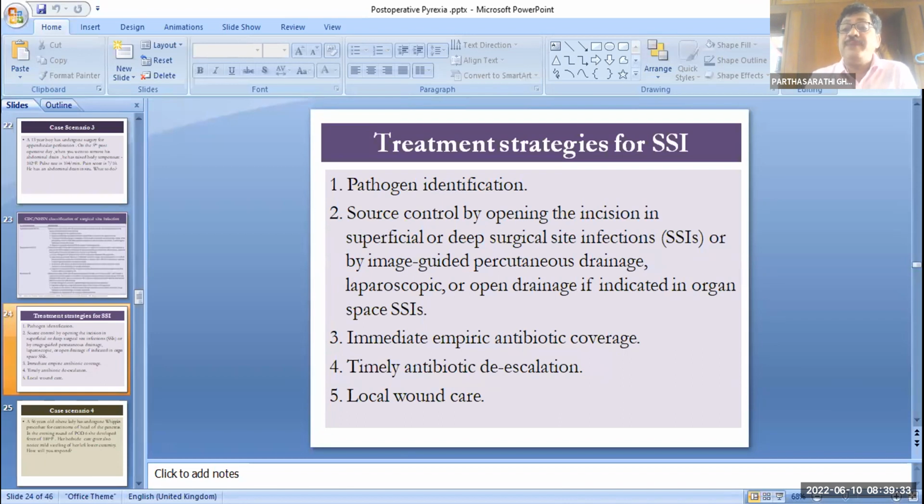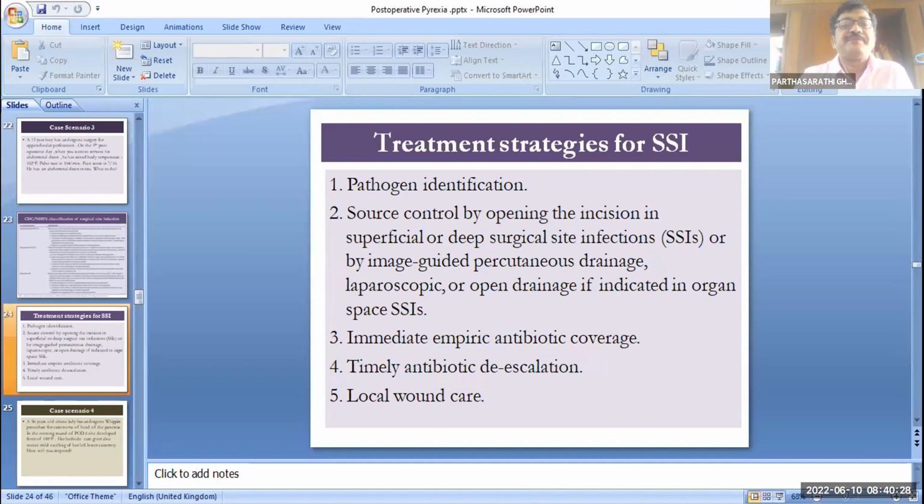Now, the treatment strategies: there are 5 steps for the management of any surgical site infection. Number one is pathogen identification, which you have missed. Never forget to send a swab. That is the first thing. Number two, control of the source. You can just open the wound in case of superficial or deep infection, or you have to go for drainage if it is an organ space infection. Immediate empiric antibiotic coverage, and of course after culture results you have to de-escalate or escalate the antibiotic strategy. And of course, as you have already mentioned, the local wound care. So these are the 5 steps to follow in all surgical site infections, no matter how deep it is.